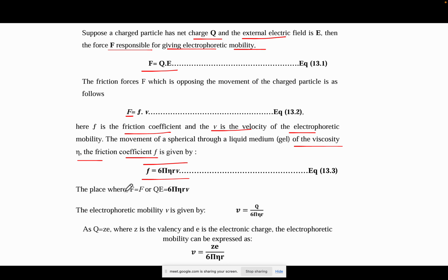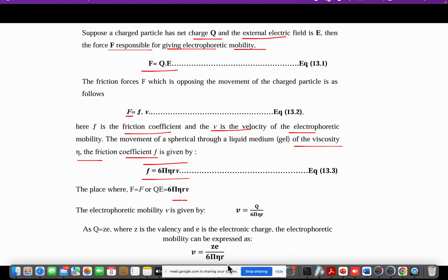Where the force F equals Qv, whatever we are getting from the electric field, Qv equals 6 pi eta rv. So the electrophoretic mobility small v is given by Q divided by 6 pi eta r. As we know, the charge equals Z into e, where Z is the valency of your molecule and e is the electronic charge. So Z into e is the total charge of the molecule. Then the electrophoretic mobility can be expressed as nu equals Ze divided by 6 pi eta r.